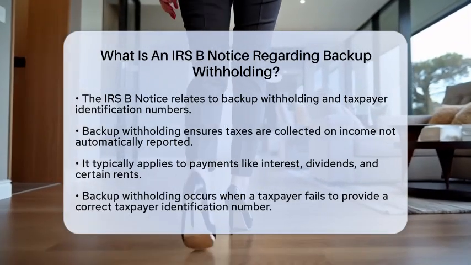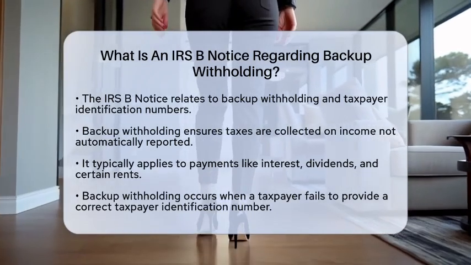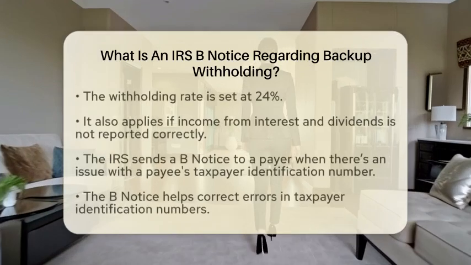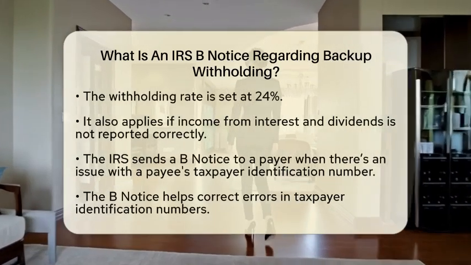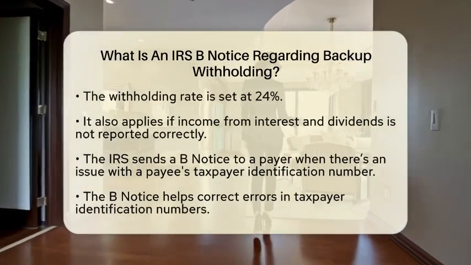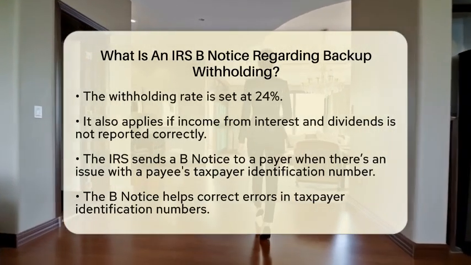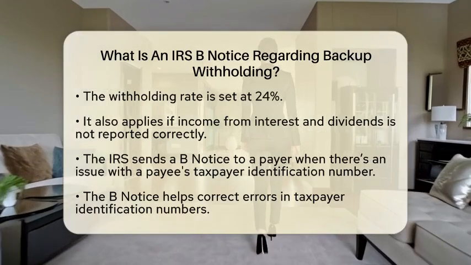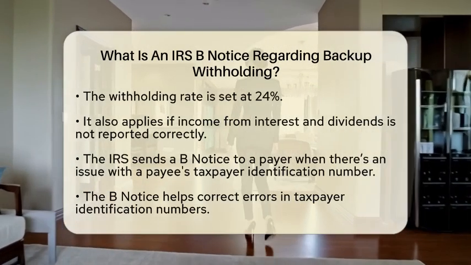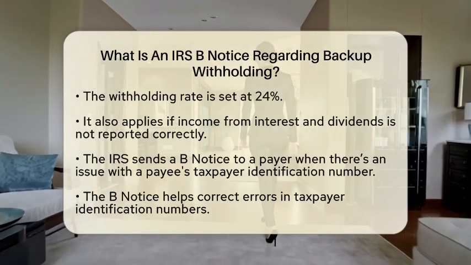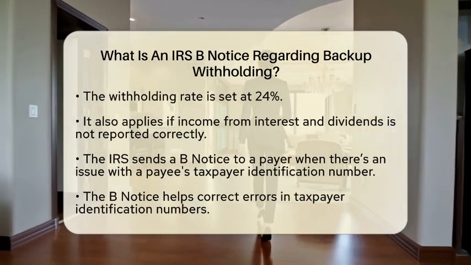When a taxpayer fails to provide a correct taxpayer identification number, which can be a social security number, employer identification number, or individual taxpayer identification number, backup withholding kicks in. The rate for this withholding is set at 24%. It is also required if a taxpayer does not report income from interest and dividends correctly on their tax return.